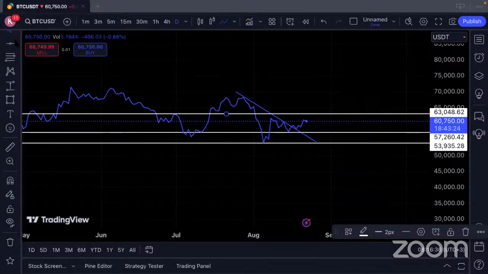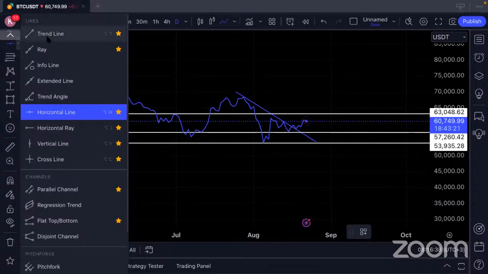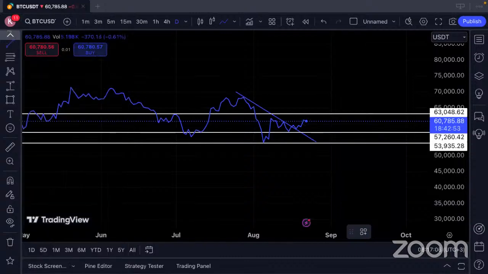I come here and pick a tool that draws that line. The tool is here. It is called the trend line. I'm not the developer of the tool. The tool was made for you, even if you don't know how it works. You don't need to be an expert. So you just pick it. You just need to know where to draw from.